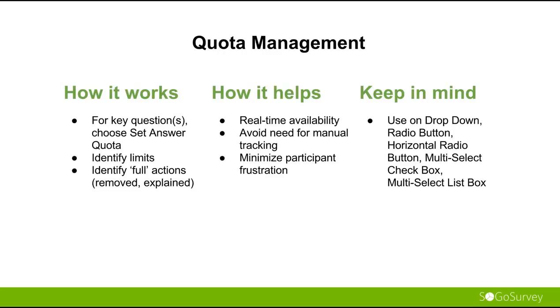So in this case, how it works, you're going to be choosing a key question, such as which time slot would you like to sign up for. Identify what those limits are, for example, 10 people are allowed to join a certain group, and what should happen when that session is full. So you'll be able to see that it can be removed from the list or explained, for example, this is already full. So I'm going to show you what that looks like within our example survey here.